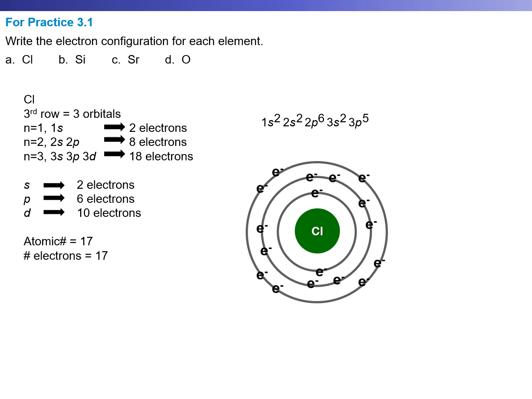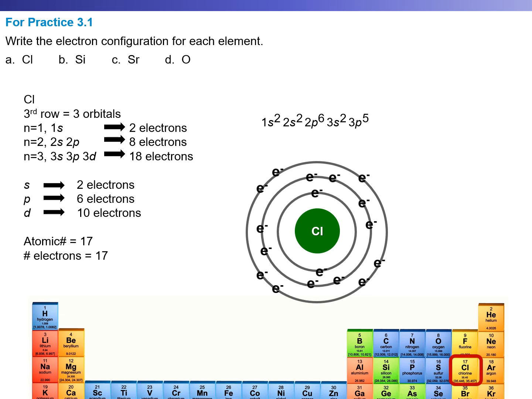Now, that's a lot of work to go through every time you have to do one of these, particularly when you get to something that's in the third or the fourth or the fifth row. So is there a simpler way to do that? There sure is. So let's bring up our periodic table here. And here's chlorine down in the lower right-hand corner. And we said that if we counted the number of rows, that would tell us the number of orbitals, and we can see that chlorine is in the third row.